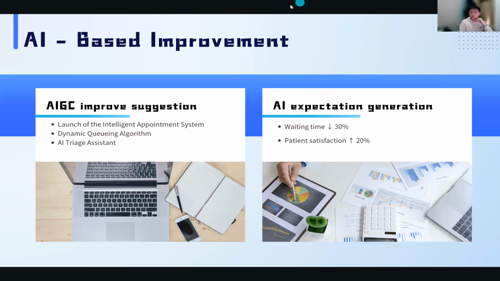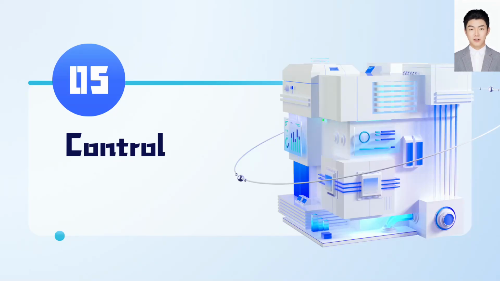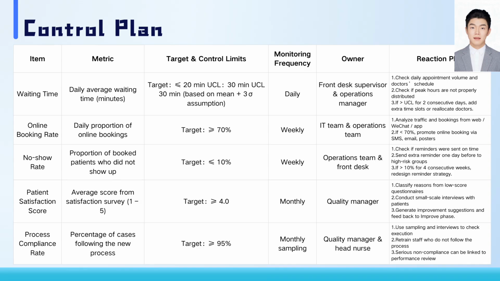That's it. Now I will introduce the control phase of our DMAIC project. The main objective of the control phase is to make sure that the reduction in waiting time at the HKUST Health Center is sustained over the long term, instead of going back to the old level. In our project, we defined several key metrics to monitor. The main outcome metric is the average waiting time. In addition, we monitor the online booking rate, the no-show rate, and the patient satisfaction score. These indicators help us understand both the final result and the behavior of the process behind it.